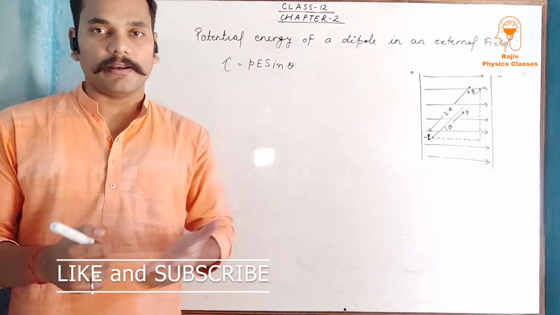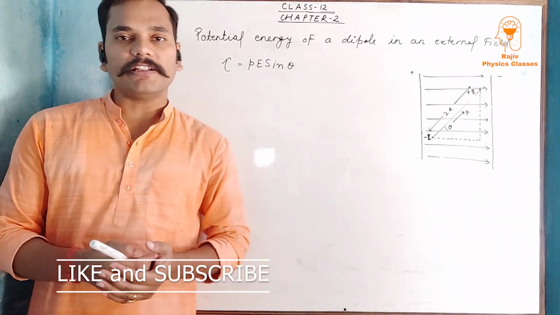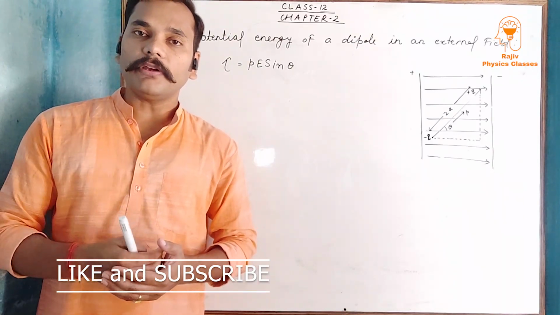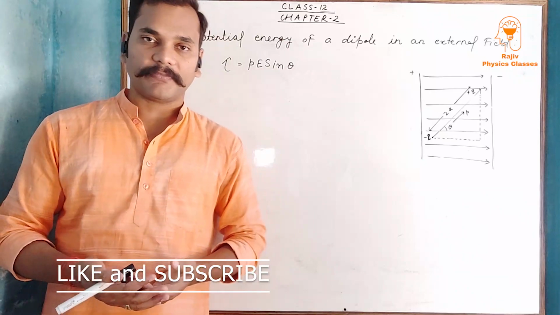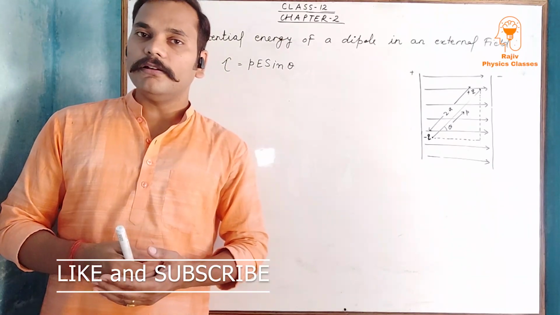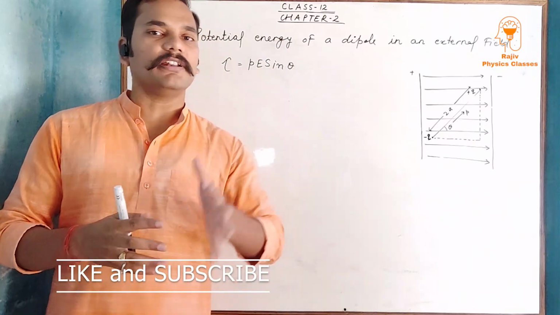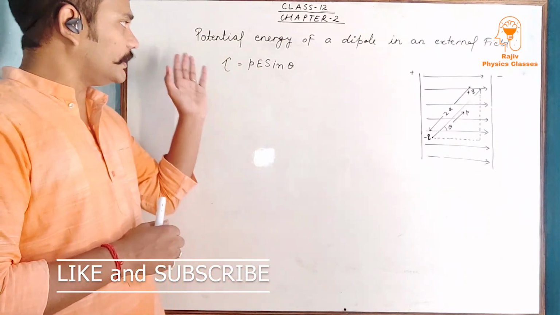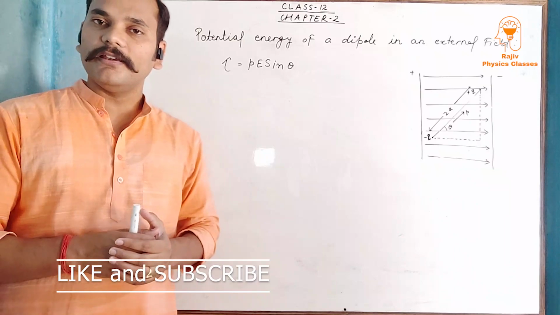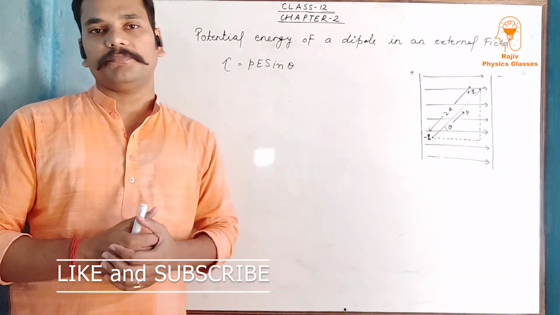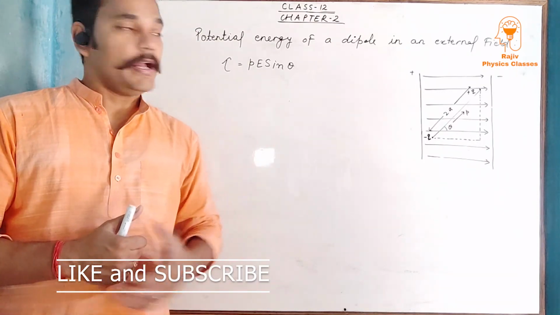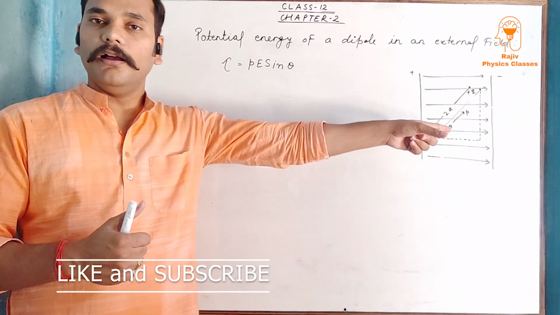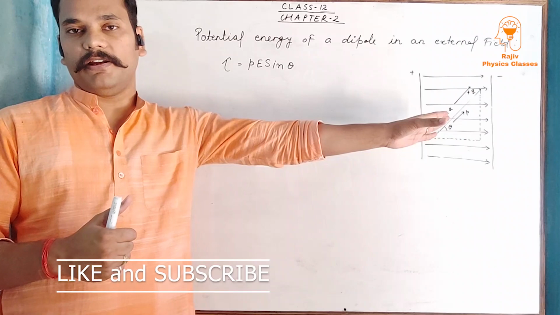Okay. The situation is we need to calculate the expression of potential energy. And I have told you earlier, whenever we want to derive the expression of potential energy, that means energy, we need to calculate the work done first. And that work done only will be stored in the form of potential energy into the system. Correct? So here, since we are calculating potential energy, we will calculate first the work done. What work done? The work done to rotate this dipole against the electric field.